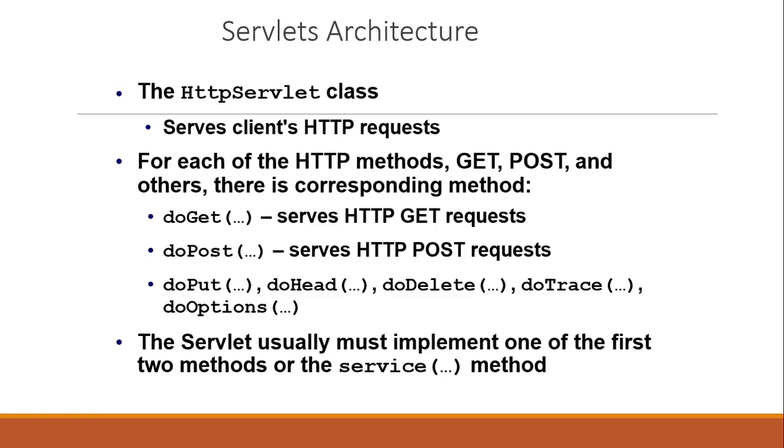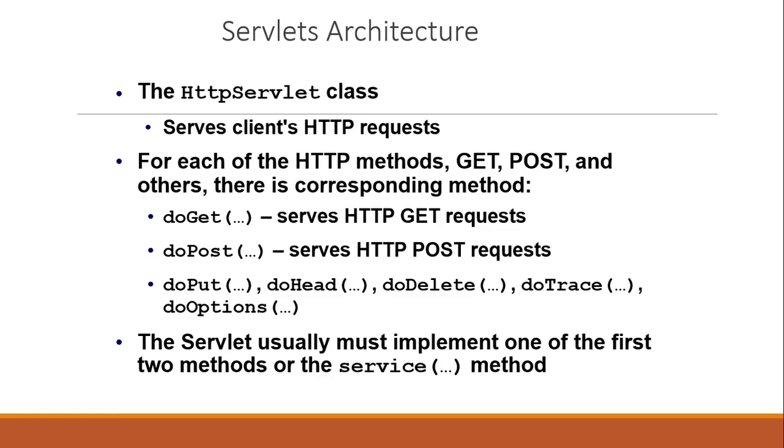For each of the HTTP methods, get, post and others, there is a corresponding method. For every HTTP method, we have a corresponding method like doGet, doPost, doPut, doHead, doDelete, doTrace, doOptions. Get and post mean we are getting something from the users. If we have some request from the client side, then we use the doGet request. Fine. And post means to display the message to the user on the screen. The server handles the HTTP post request.